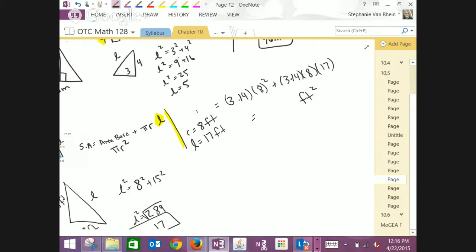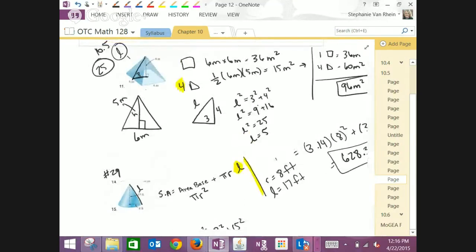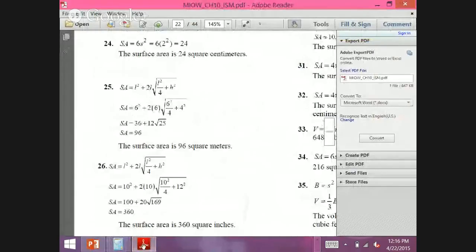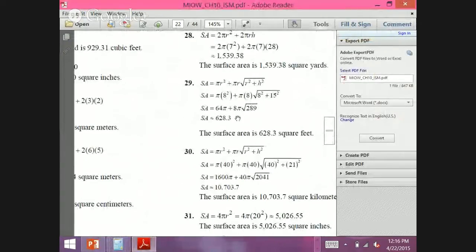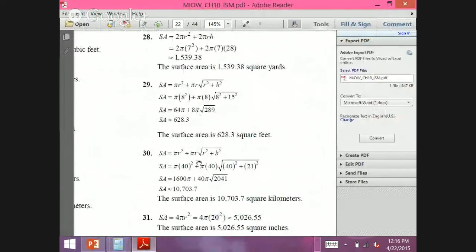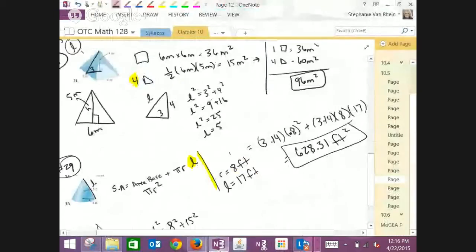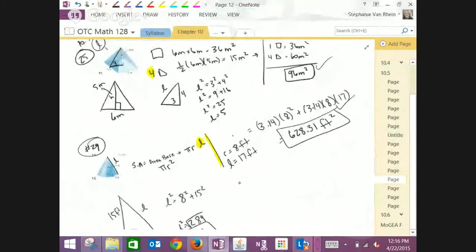Anyone? 3.14 times 64 plus 3.14 times... 628 point what? 31 feet squared. So this was number 25? 29. Oh, here it is, 29. 628.3. So our answers are both correct there.